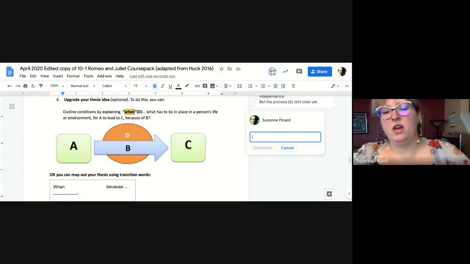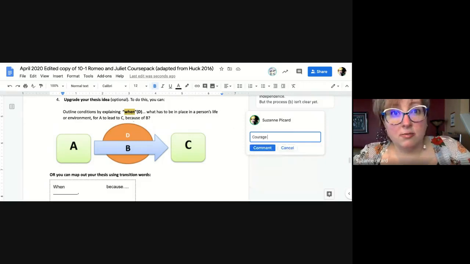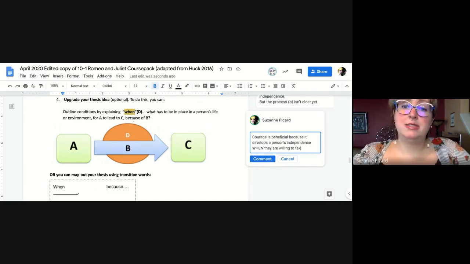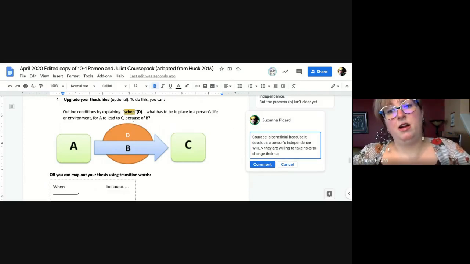Here's what I'm going to say. My guess is that courage, based on the play, is beneficial because it develops a person's independence when they are willing to take risks, right? To change their habits or environment. And now environment there is actually the family environment, right?